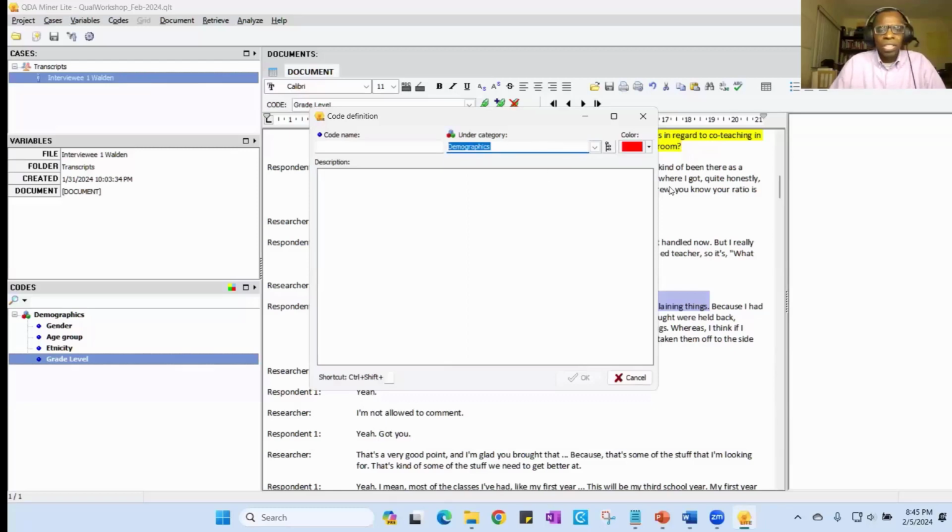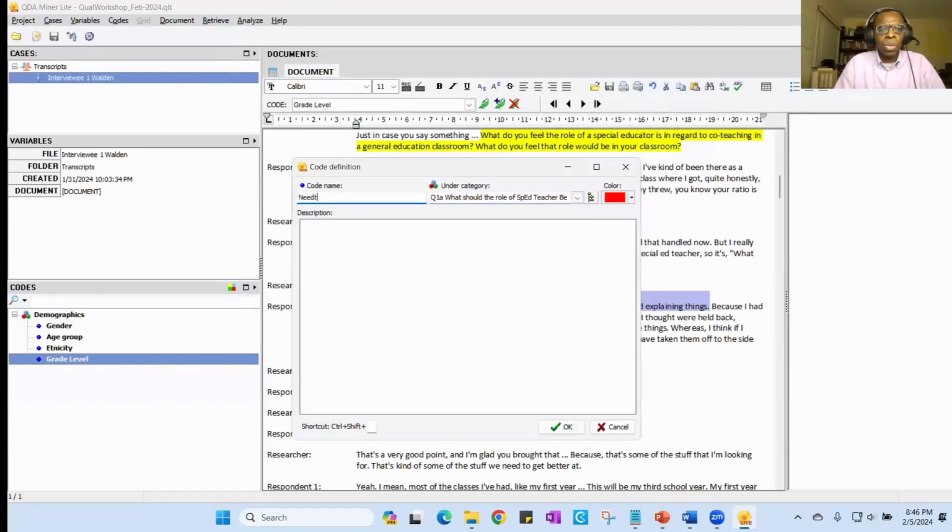We're going to change this to the question is 1A. So we're going to say Q1A, role of special educator, regarding what should the role of special ed teacher be? Okay. And then this one says need to be a facilitator. So we're going to type that in, need to be a facilitator.